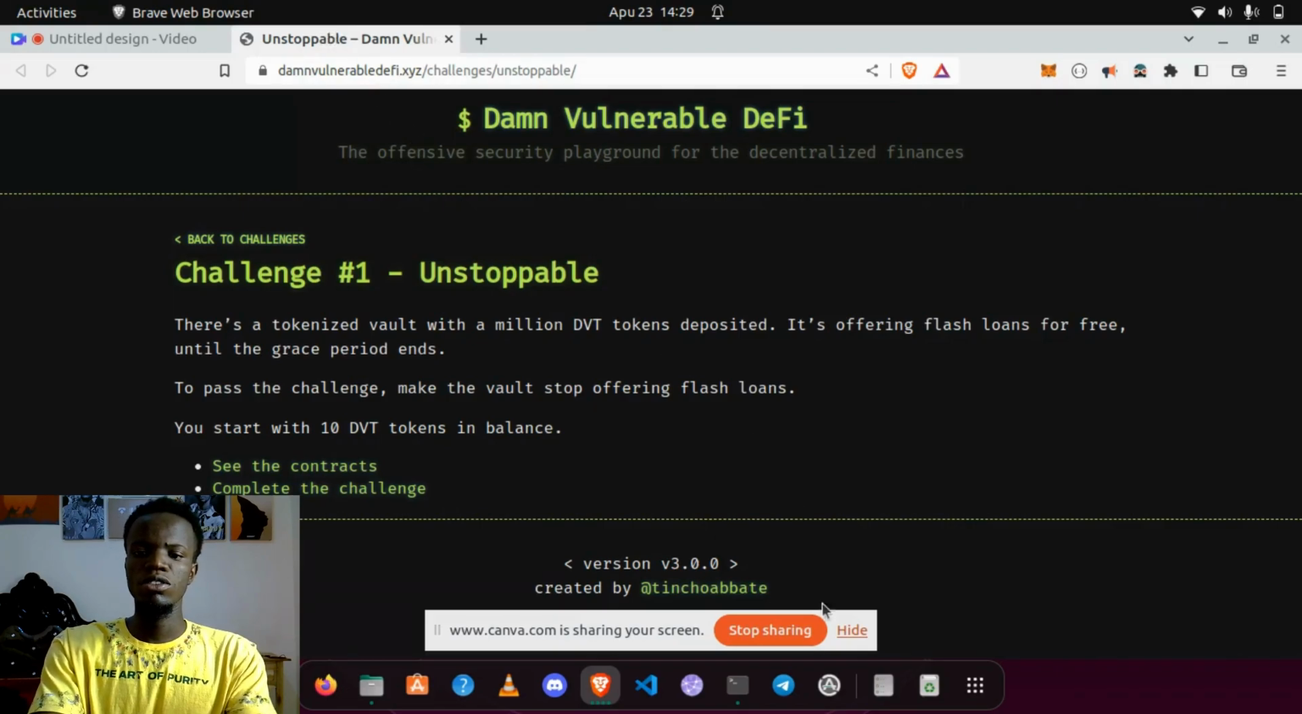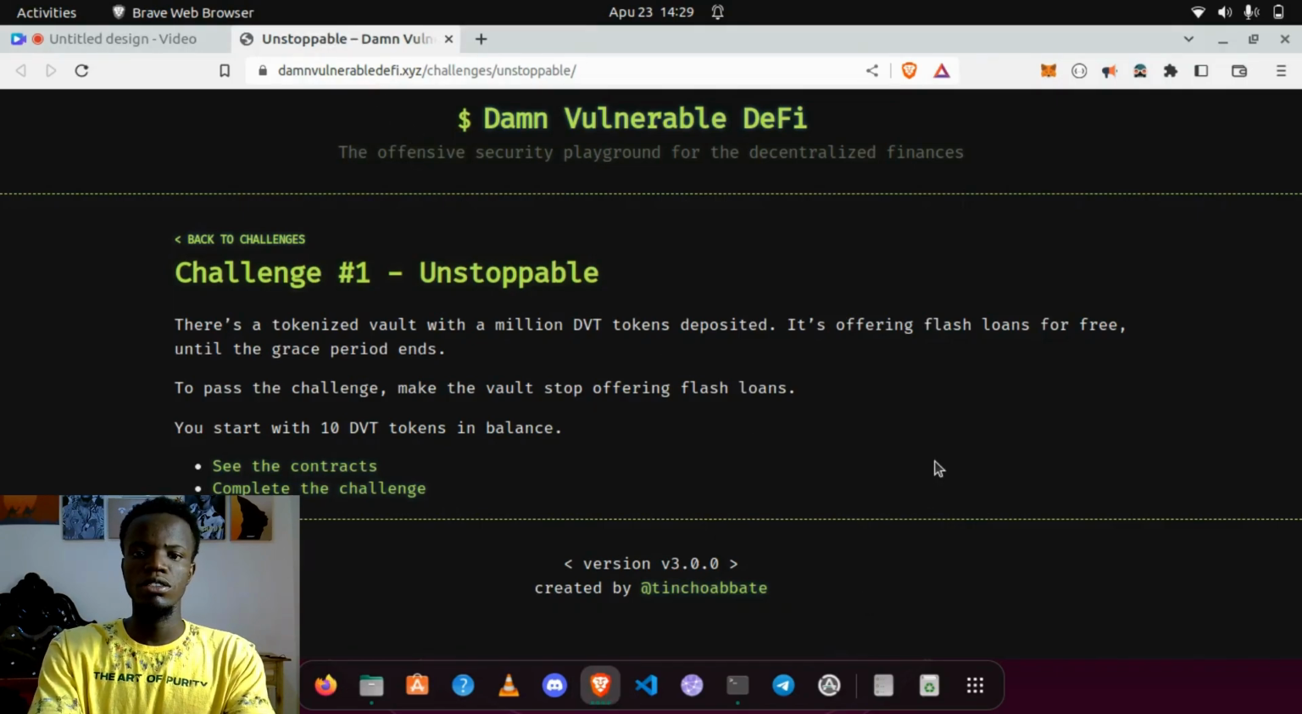Hello guys, today we're going to talk about the first challenge of Damn Vulnerable DeFi, and this is Unstoppable. There's a tokenized vault with 1 million DVT tokens deposited. It is offering free flash loans until the grace period ends. To pass this challenge, make the vault stop making flash loans. We start with 10 DVT tokens in balance.